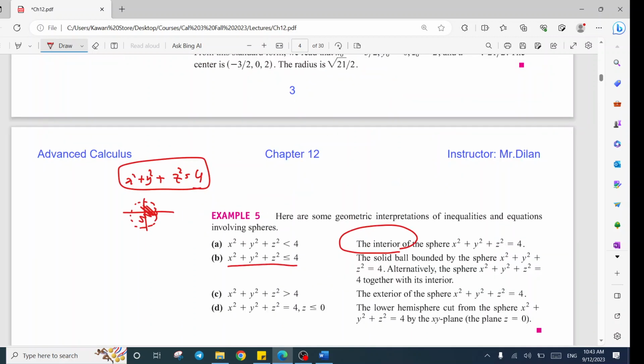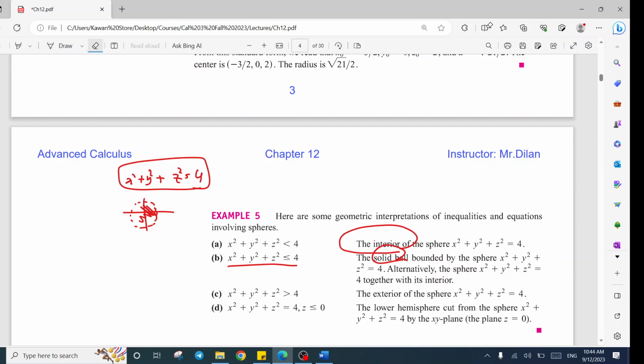When I say equal, it will be the solid one, right? Because outside and inside, like a real ball, like a bowling ball. So you can say equal to 4 and less than, and you'll get the solid one. When we say greater, of course, outside the ball, the exterior of the sphere. You got it? Clear. Okay.